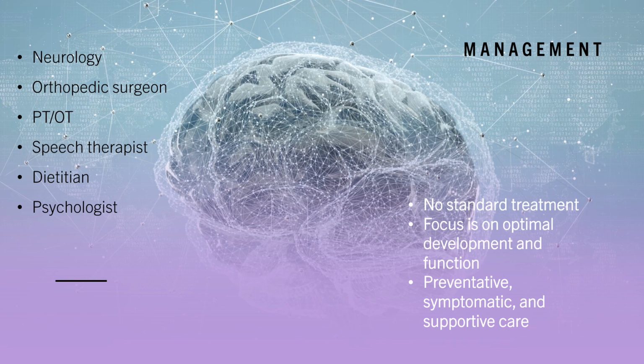So our focus is on optimal development neurologically and optimal function as far as their bones and muscles are concerned. And we want to make sure that we provide preventative, symptomatic, and supportive care. And we need to make sure that they're going to have counseling, not just for their emotional state, but also in school, their counselor needs to be on board with what's going on, how to make sure that they are getting an appropriate education and that they are performing to the highest level that they can.